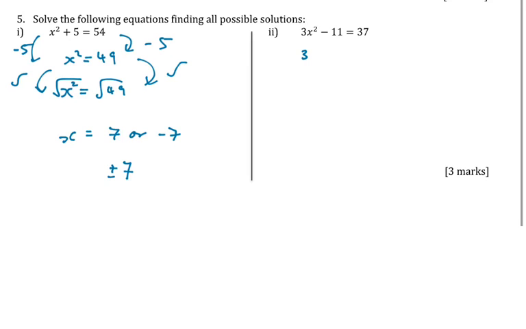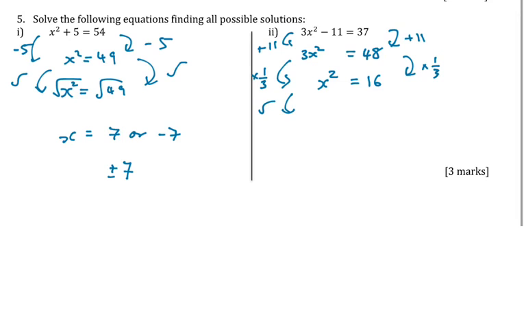Okay, 3x squared minus 11 is equal to 37. So if we add 11 to both sides, we get 3x squared equals 48. Now we can divide both sides by 3 to get x squared on its own, or times both sides by a third, rather, giving us 16. Now we take the square root. So if we square root x squared, we're going to get x, and then we're going to take the square root of 16, which will give us two answers, 4 or negative 4. Okay.